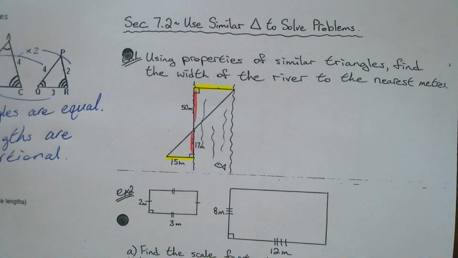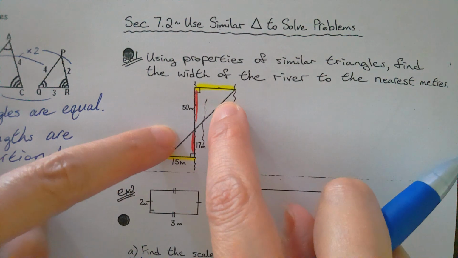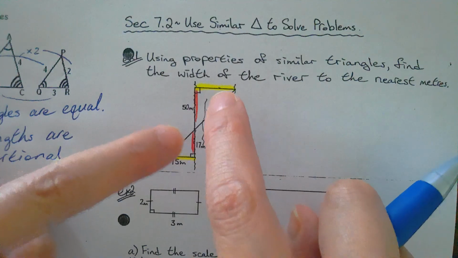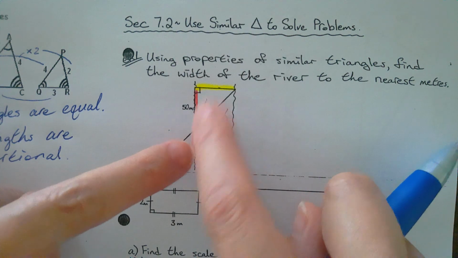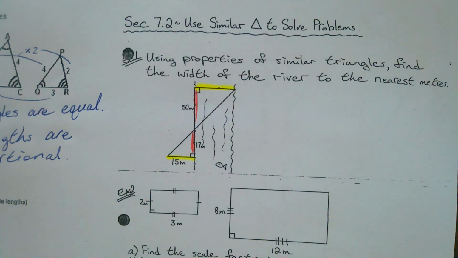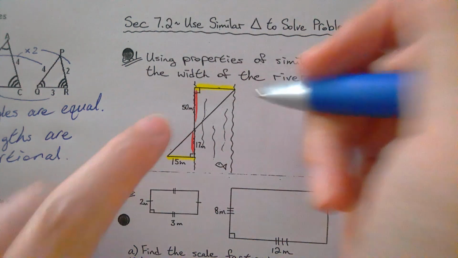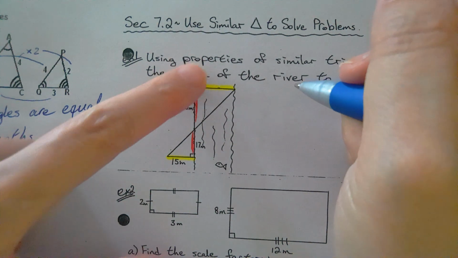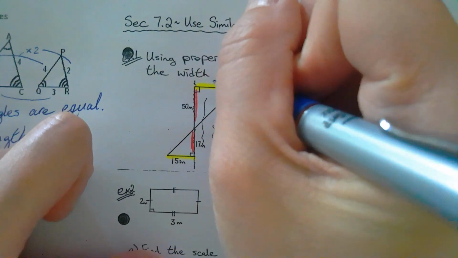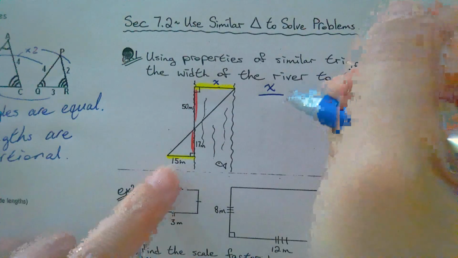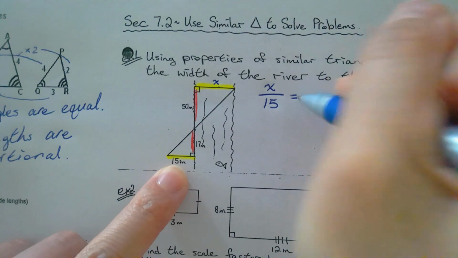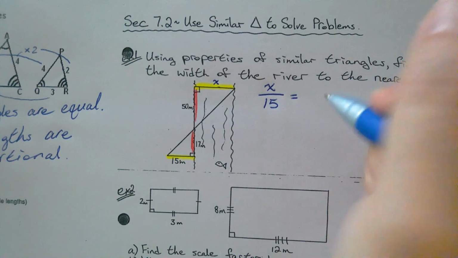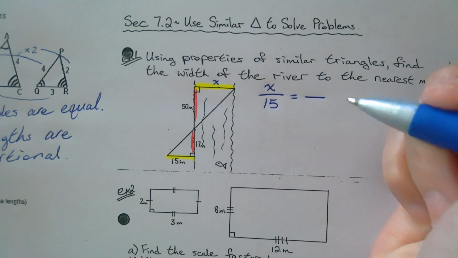Okay. Do I need to know how long these 2 are? No, as long as I know they're similar triangles, they're proportional. 2 sides proportional is the same as 3 sides proportional. So I don't even need that. Okay, so let's set this up. I want to figure out this. So x over 15 equals, what's my second fraction?